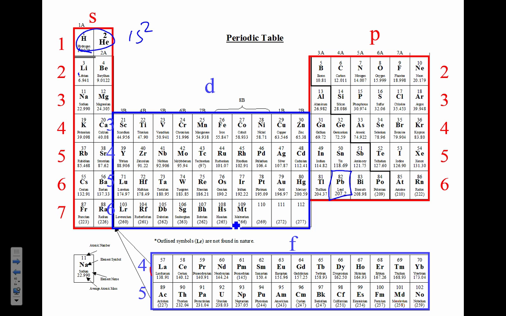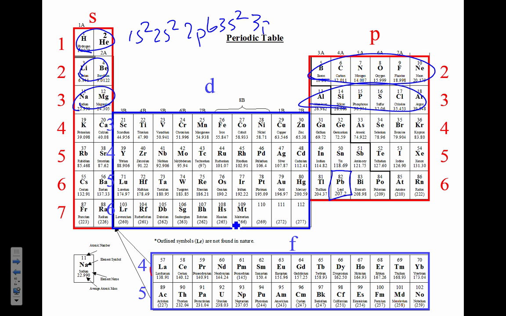Electron 3 and 4 are here. So then comes 2s2. Now 5 through 10 are here. So then comes 2p6. 11 and 12 are here. So next comes 3s2. 13 through 18 are here. So next comes 3p6.